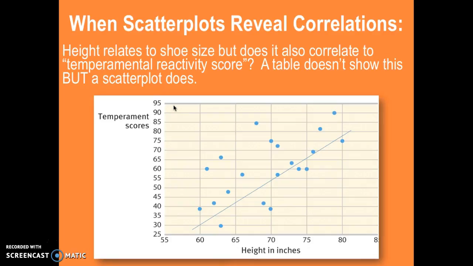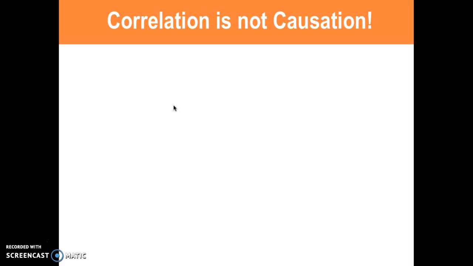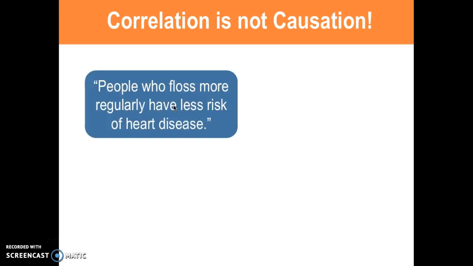Now, something I have to warn you about is that correlation is not causation. Just because you are tall, that does not mean that you have a higher temperament, such as in our last example. That does not cause it. We just found that there is some sort of relationship.